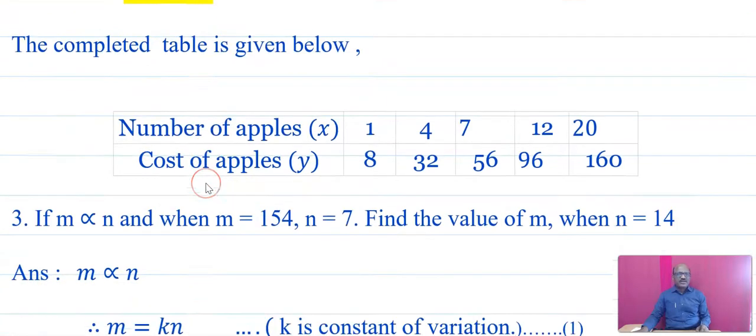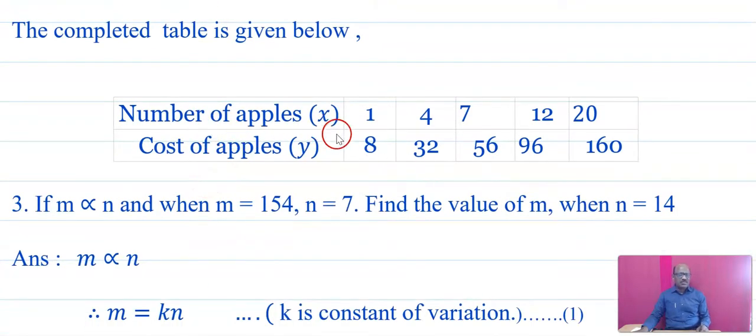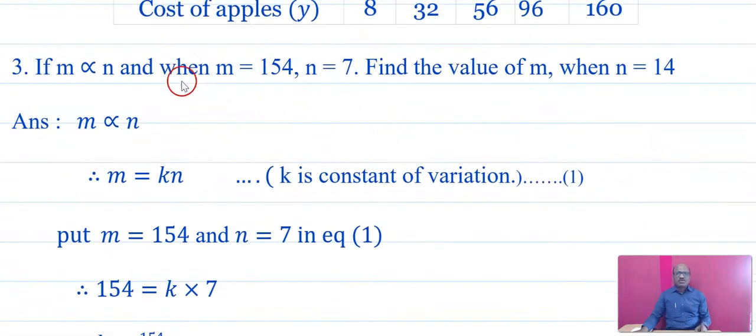Now the completed table is this. The number of apples 1, its cost is 8; 4, 32; 7, 56; 12, 96; and 20, 160. Now the problem number 3. If m is directly proportional to n, when m is equal to 154, n is equal to 7, find the value of m when n is equal to 14.